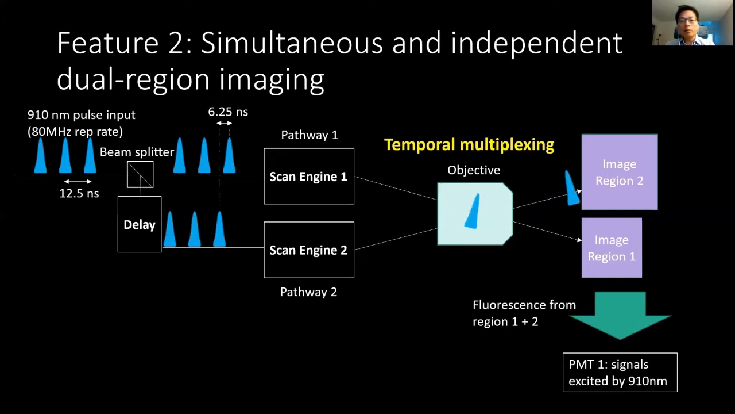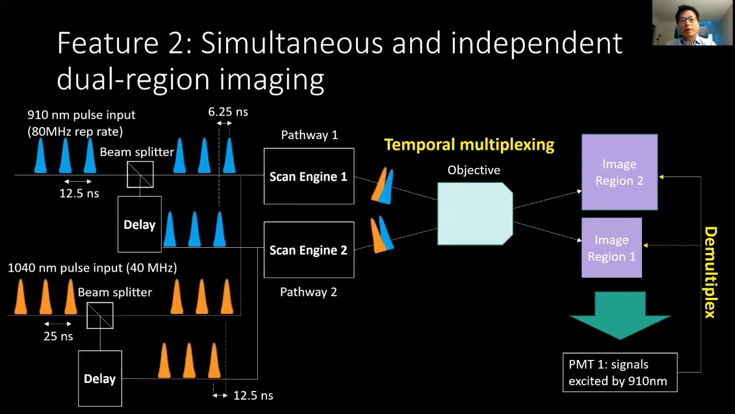And since we know the modulation time of the excitation laser pulses, we can demultiplex the signal by assigning the detected photons to the corresponding imaging regions based on time. So in this manner, we can achieve simultaneous two-region imaging with one excitation light source and one photomultiplier tube.